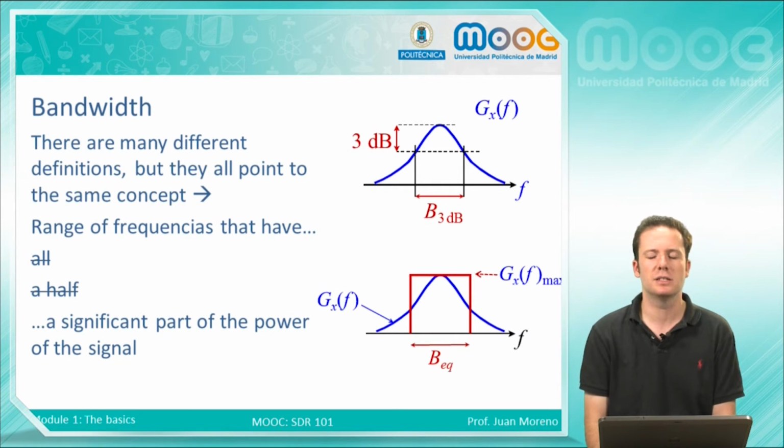3 dB, as you will learn very soon, means the half of the power. So the 3 dB definition of bandwidth is that band whose width contains the half of the power of the signal. But there are so many different definitions.